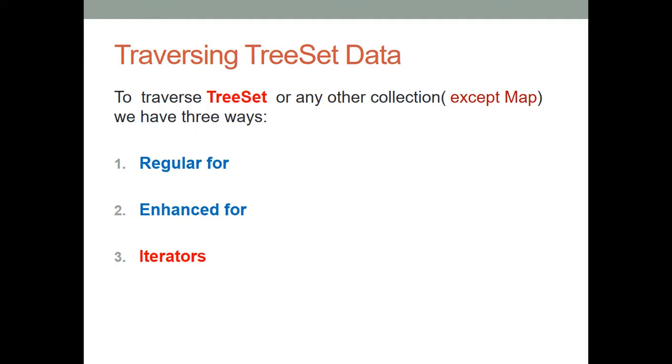Okay, so traversing TreeSet data. To traverse TreeSet or any other collection except Map, we have three ways. I hope you know about them: Iterator, enhanced for, and the regular for loop. There is also ListIterator, but you can't use it on a Set. You can use it only on List implemented classes. Through these we can iterate and find out the data available in the TreeSet. I hope it is clear.